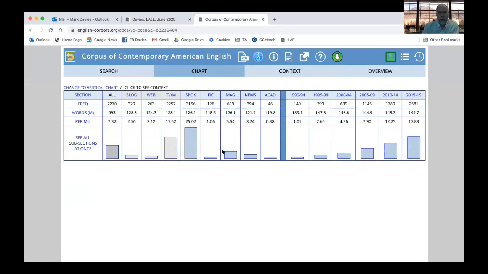again, TV and movies, very, very informal, okay, but actually spoken in this case. For this particular construction, there are, per million words, even more tokens of this very, very colloquial construction, the quotative like.